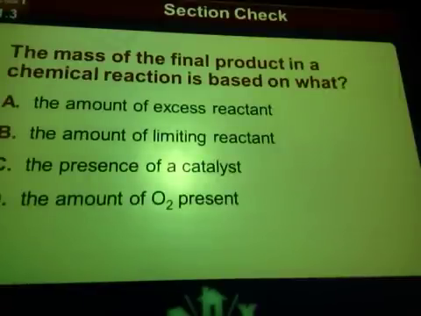Okay, so the mass of the final product in a chemical reaction is going to be based on what? Would it be A, the amount of excess reactant? Is it B, the amount of limiting reactant? C, the presence of a catalyst? Or D, the amount of oxygen present? So the mass of that final product in a chemical reaction is always going to be based on what? We should be saying B. It's the amount of the limiting reactant. The product's mass will be completely dependent on the amount of the limiting reactant that I have.